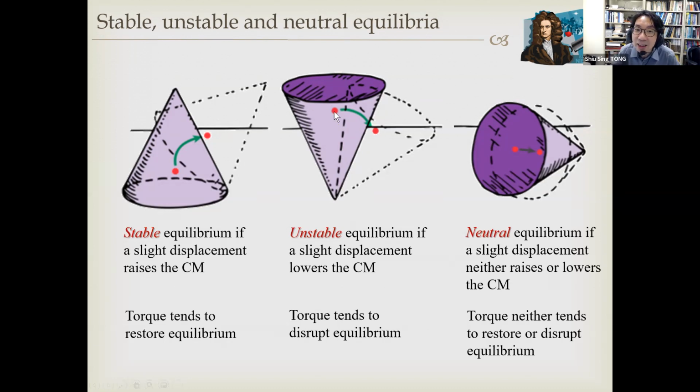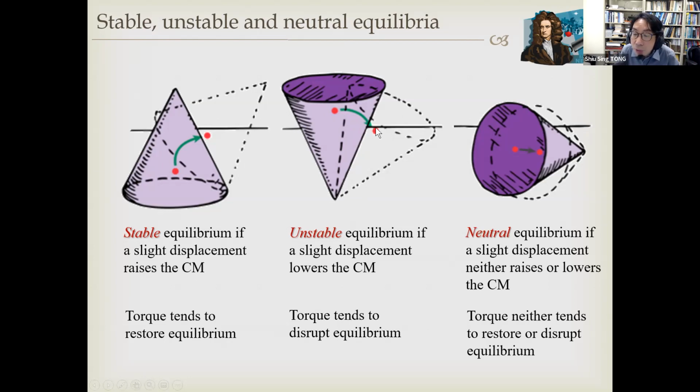You remember you learned in your work and energy chapter that when you have a point with the highest potential energy, that position corresponds to unstable equilibrium. If you displace slightly, the potential energy decreases, that is unstable equilibrium.